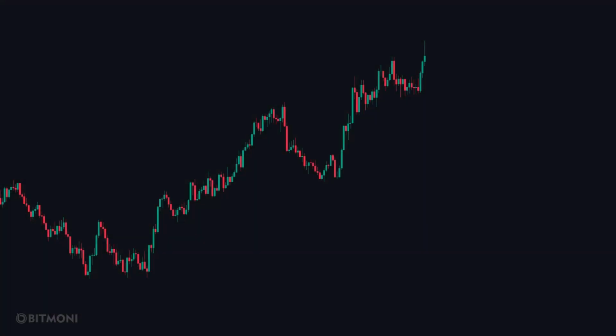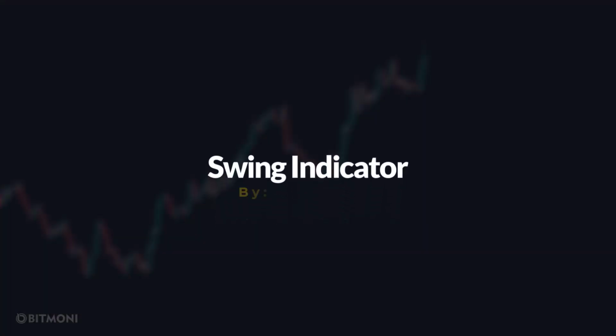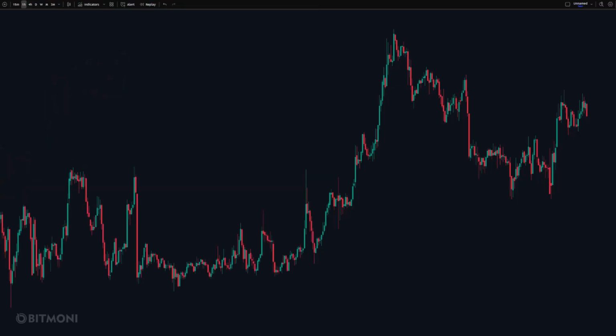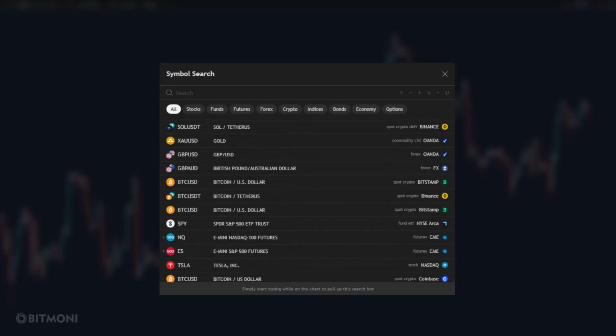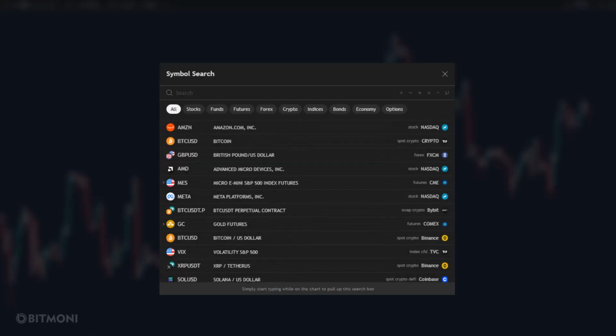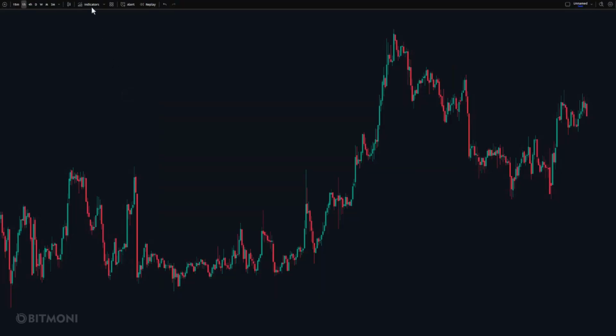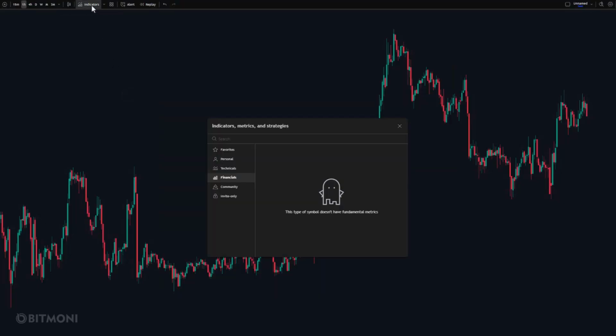So the name of this indicator is Swing Indicator by SmrtAlgo. To get started with this indicator, you first of all have to open TradingView. Then select any trading instrument of your choice, whether crypto, forex, or any other asset. Next, you will click on this Indicators tab here and search for Swing Indicator, and it's this one by SmrtAlgo.